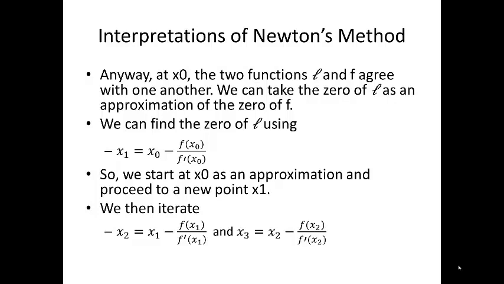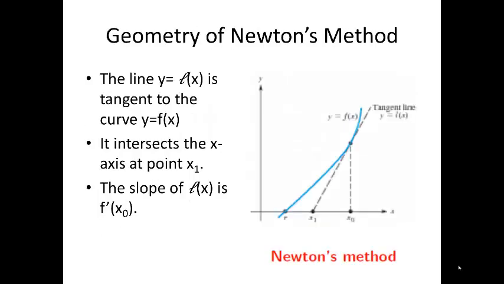So we start at x0 as an approximation and proceed to the new point x1. We then iterate, and basically we'll get x2 equals x1 minus f of x1 divided by f prime of x1. x3 is x2 minus f of x2 over f prime of x2. And under favorable conditions, the sequence of points will approach a zero of the function f.